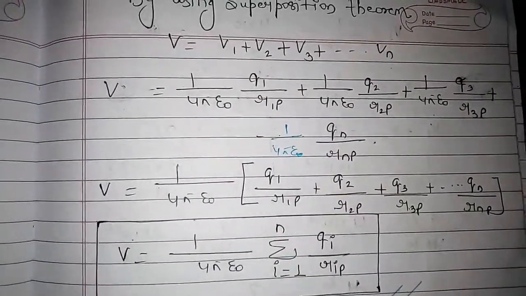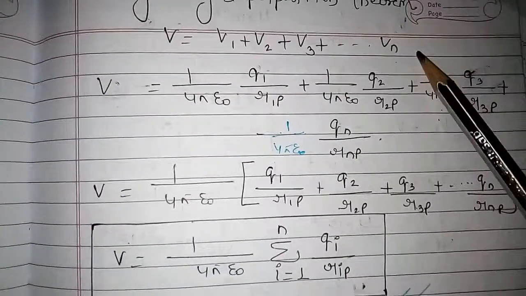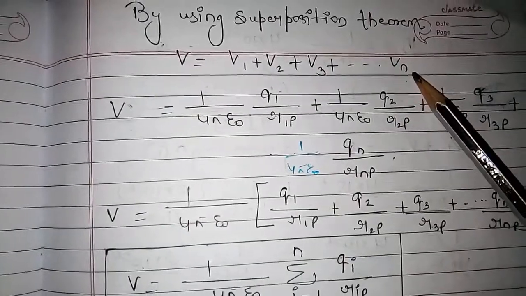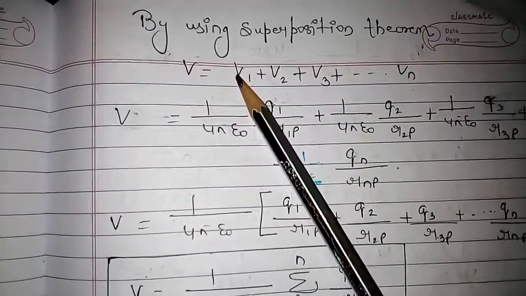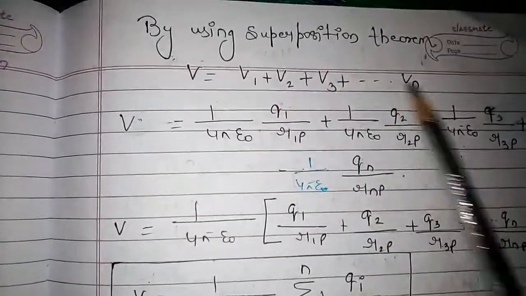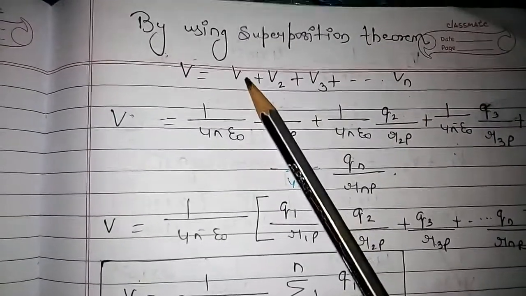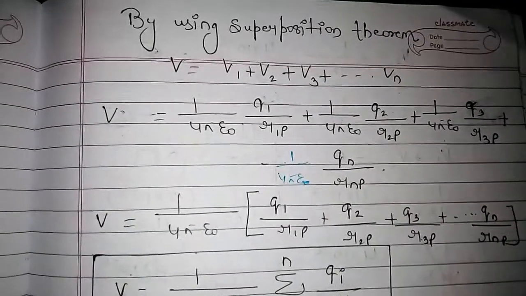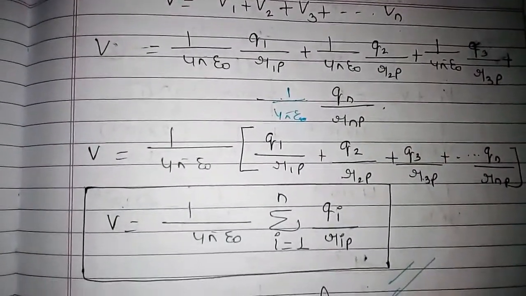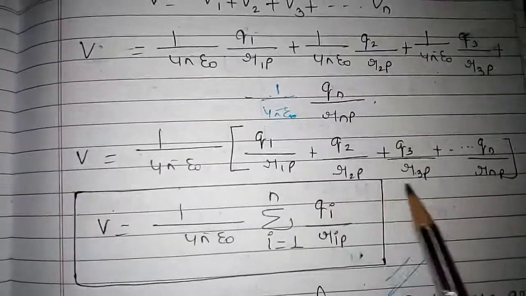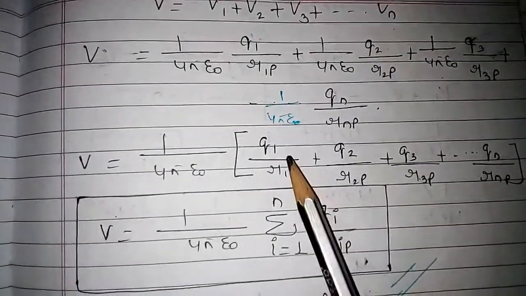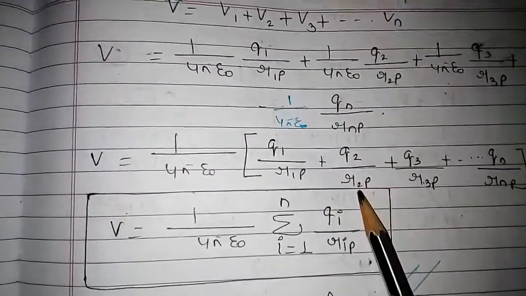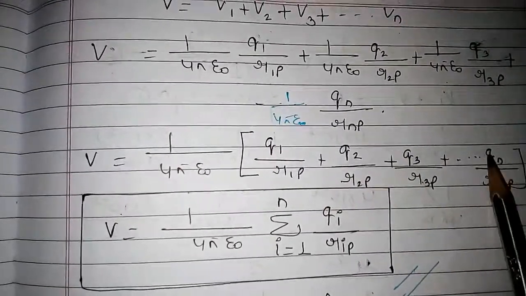For finding the total potential of the system we will apply the superposition theorem. By using the superposition theorem, the total potential of the system will be equal to V1 plus V2 plus V3 up to Vn. Now put the value of V1, V2, V3. Then what is common here? 1 upon 4 pi epsilon naught is common in all. So we will take it as common, and in the bracket what remains? Q1 upon R1P, Q2 upon R2P, Q3 upon R3P up to Qn upon RnP.